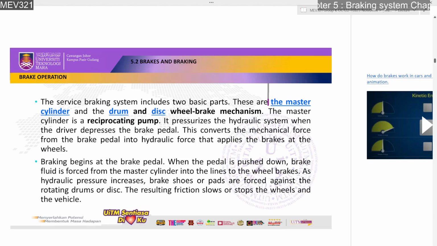Okay, and then it will convert the mechanical force from the brake pedal into hydraulic force, and then it will apply brake at the wheel. So brake at the wheels, either you have the drum or you have the disc, and that drum and disc will squeeze your wheel, your disc. Caliper will squeeze your disc, and drum will some have the shoe, okay, brake shoe, to give the contact, and it will give the friction force to your wheels, so your wheels will eventually stop. Okay, it will reduce the velocity, and finally it will stop. Okay, so that is the principle, the basic one.